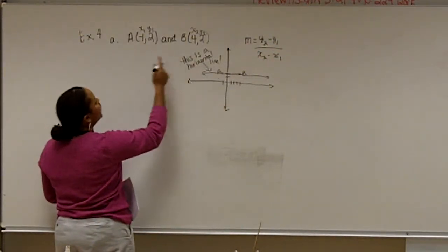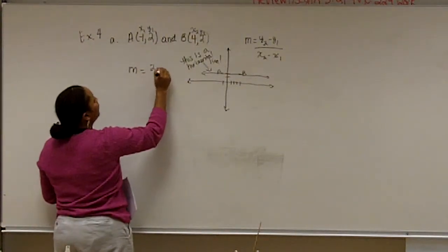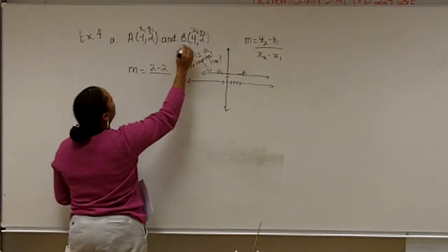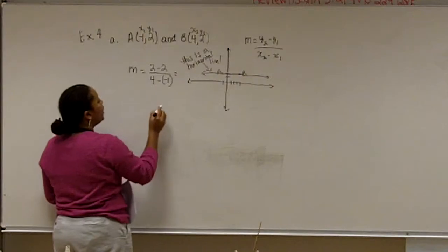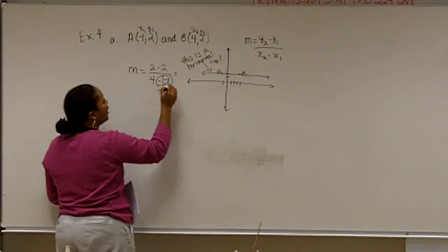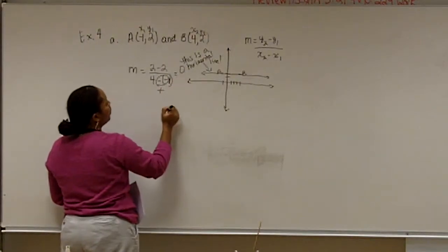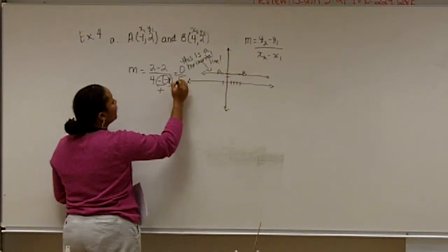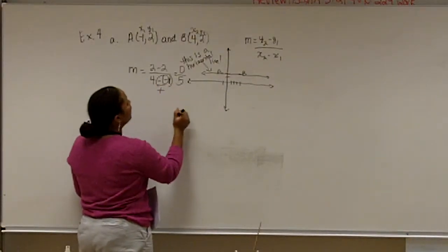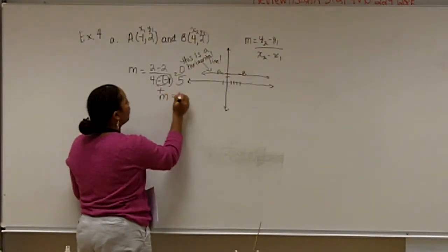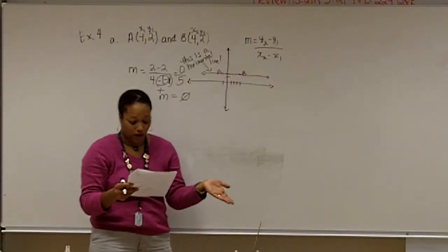To find the slope of this horizontal line, 2 minus 2 divided by 4 minus -1. So we know that this becomes a positive. 2 minus 2 is 0. 4 plus 1 is 5. When you simplify that, the slope of this line is 0. If you put 0 divided by 5 in your calculator, it's going to give you 0.